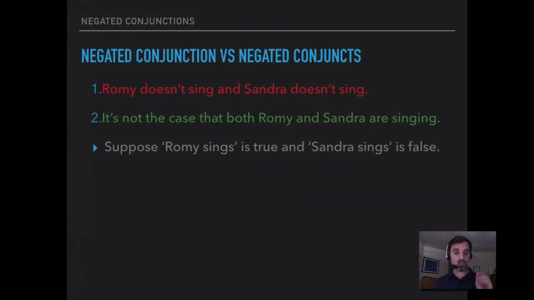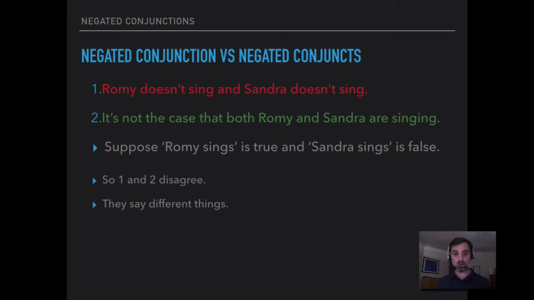Okay, so in this situation, where one of them sings and one of them doesn't, where Romy is singing, let's say, and Sandra is not singing, the first one is false. Sorry, the first one says Romy doesn't sing, and also Sandra doesn't sing. No, because Romy is singing. The second one says it's not the case that both of them are singing, and that's true, because one of them isn't singing.